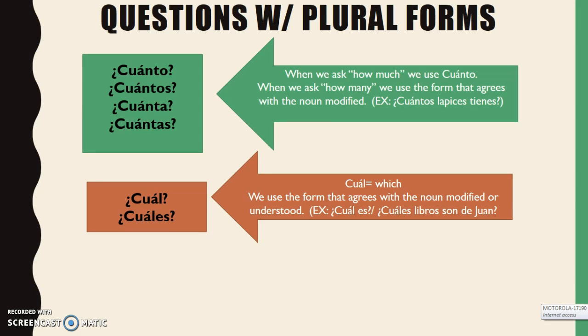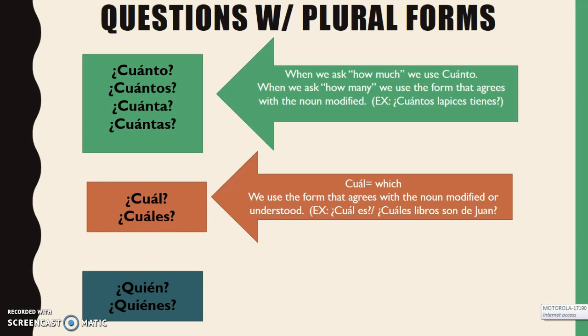Another example there is cuáles libros son de Juan? Which books are Juan's? So cuáles matches up with libros. Libros is books and it's plural, so I needed cuáles instead of cuál this time, since it's all about agreement.